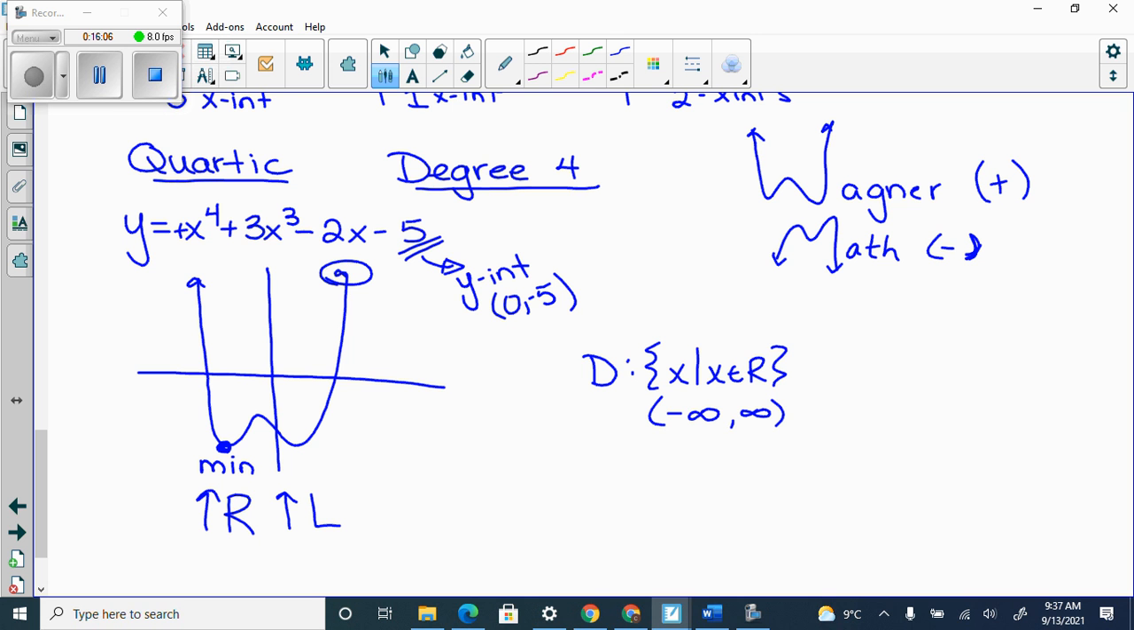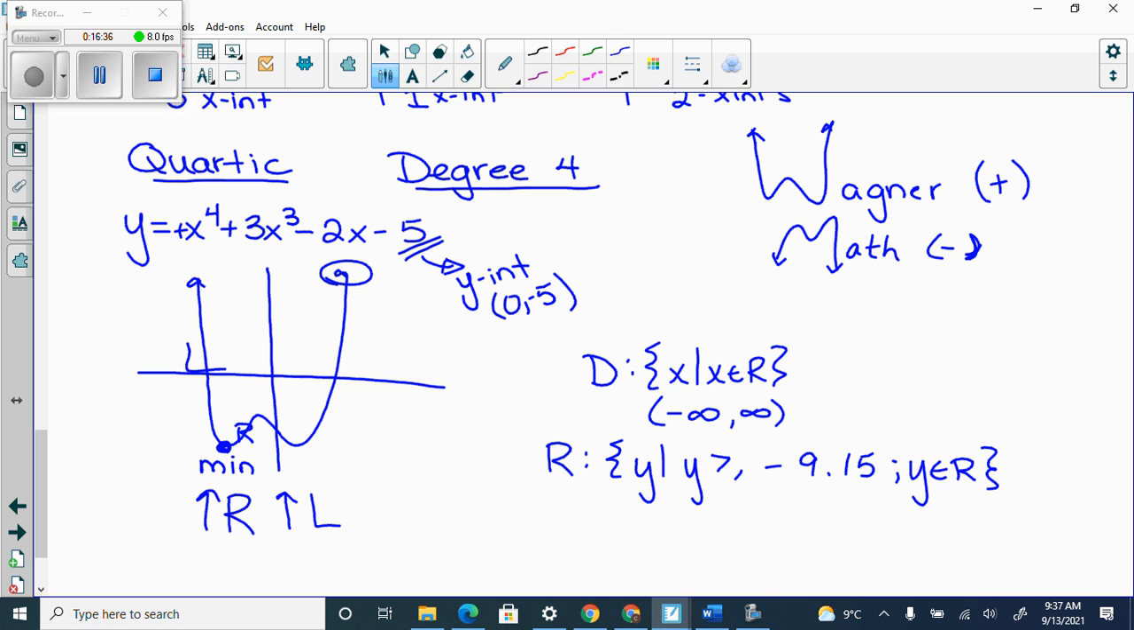Minimum 3. So I need to be on the left bound of it somewhere over here. Then enter. Then on the right bound of it somewhere over here. Then enter. So left bound, enter. Right bound, enter, enter. So my range for this one is actually y such that y is greater than or equal to negative 9.15, I'm going to say.